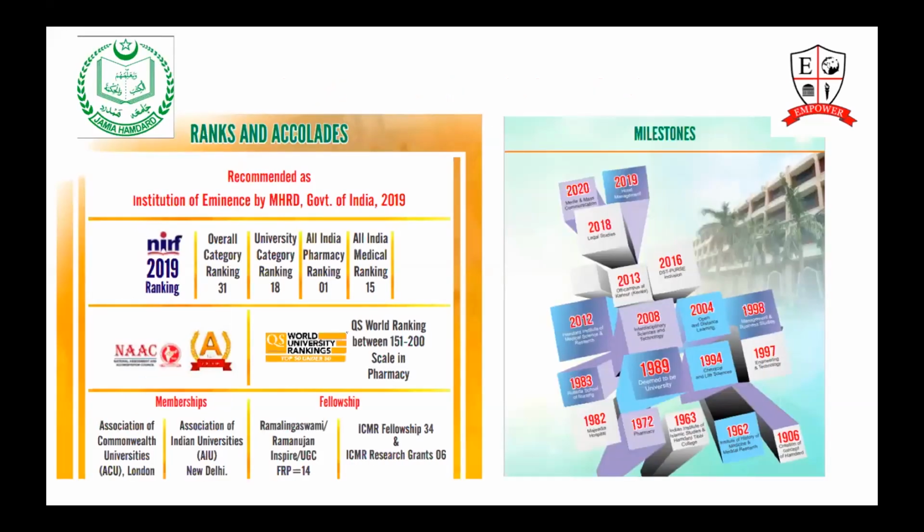Jamia Hamdard has been recognized as an institution of eminence among very few select universities in India by our Ministry of Education, Government of India in 2019. And we have also been ranked very high in the National Institutional Ranking Framework in 2019. Our pharmacy faculty is ranked at the top. We have a QS World ranking between 150 and 200 and a Times ranking between 800 and 1000. And we have been endowed with many fellowships. These are the milestones from 1906 to 2020. Next slide, please.